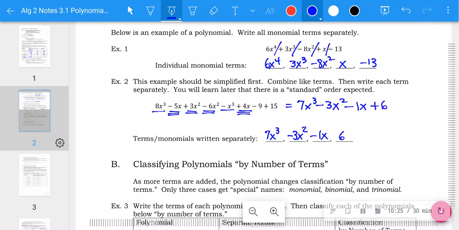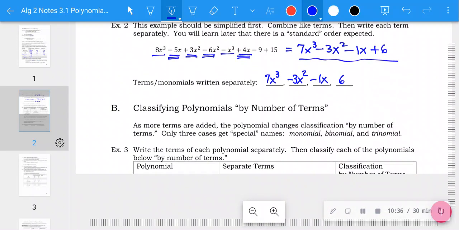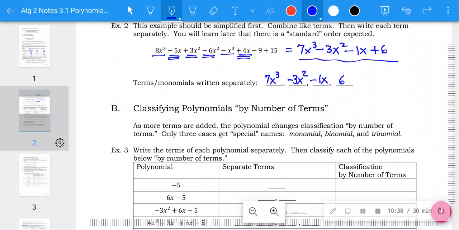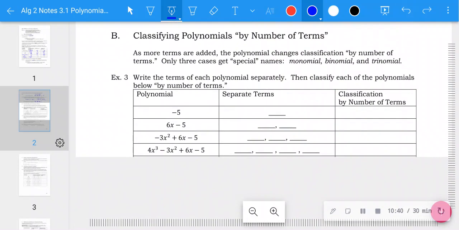So you can see that I've simplified it like that, and then I've separated it into the individual monomial parts. All right, next we're going to learn how to classify it by its number of terms.